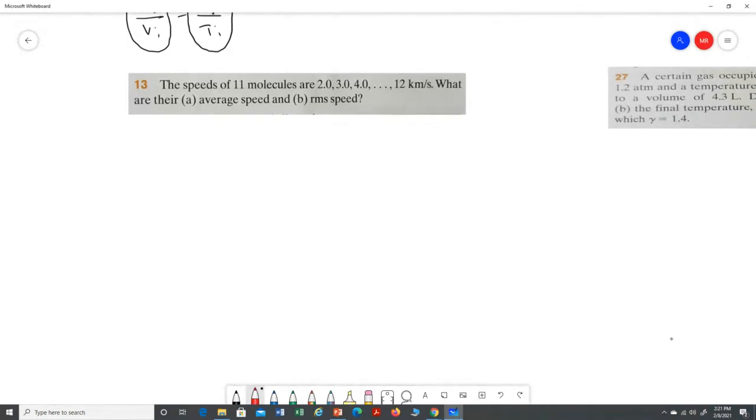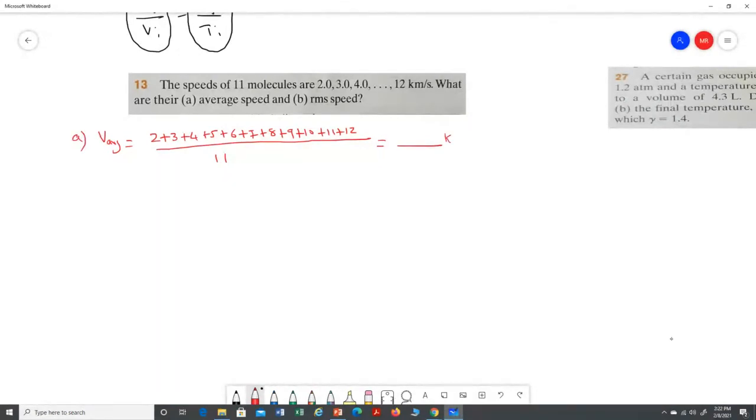What are the things you are going to find? You are going to find the average speed, and also the RMS speed. My dear, average you already know. How to find the average speed? Just find the average. How many molecules do you have? 11. That means 2 plus 3 plus 4 plus 5 plus 6 plus 7 plus 8 plus 9 plus 10 plus 11 plus 12. Am I right? So when you add all these and divide by 11, you will get the answer. Am I right? Yes.